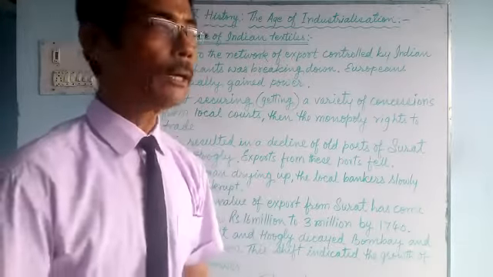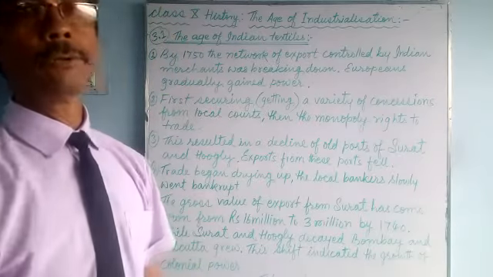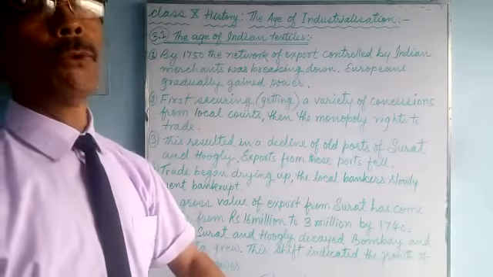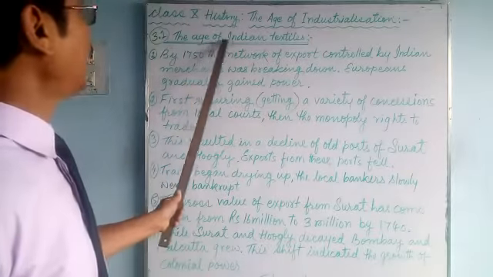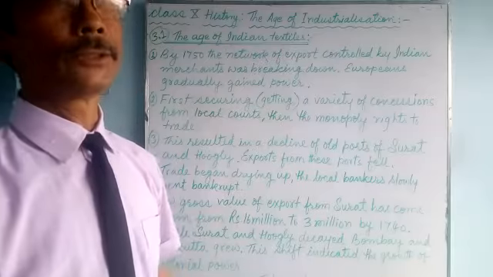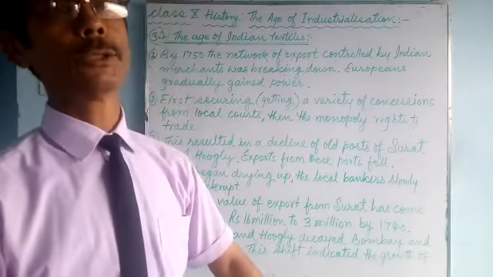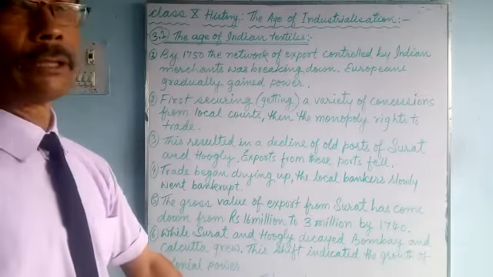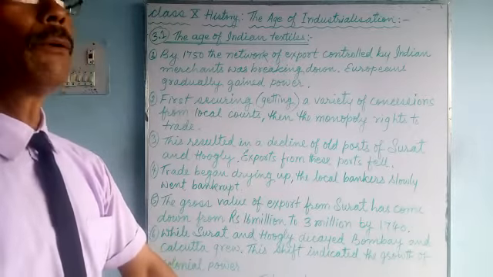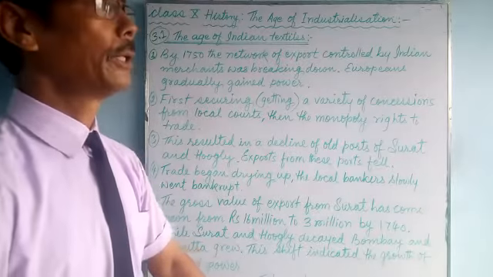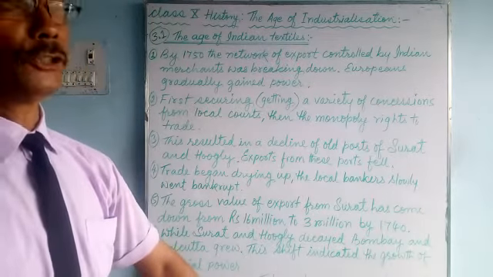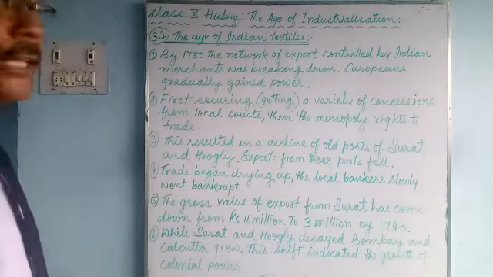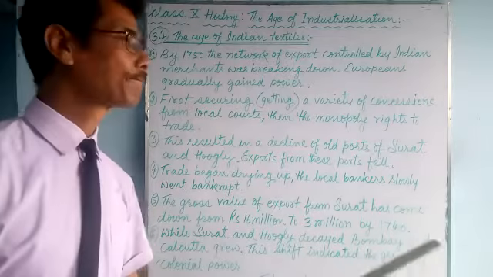We are doing history now, the age of industrialization, and we have reached 3.1, the age of Indian textiles. So far we have talked about other European countries, about Britain, about their industrialization and so on. Now we'll talk about the Indian textile manufacturing companies. There are altogether 6 points I've written over here.